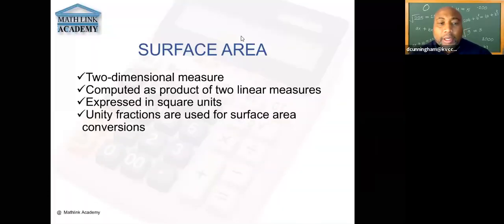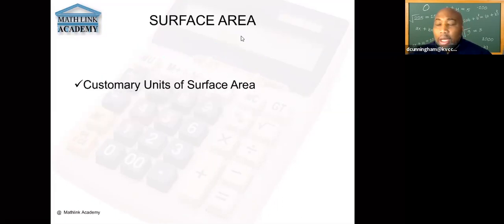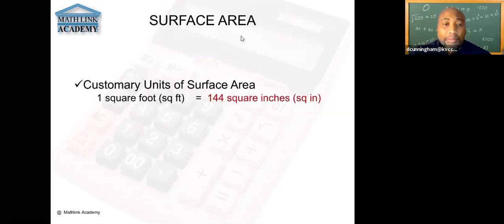Surface area is a two-dimensional measure. So we need to understand it's two-dimensional, not one-dimensional. It computes as a product of two linear measures expressed in the units of squares or square units. And unity fractions are used for surface area conversion. So let's look at some examples of that. We need to know the surface area and also the customary units of surface area.